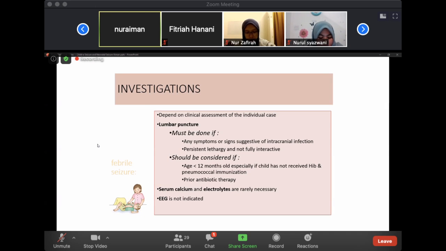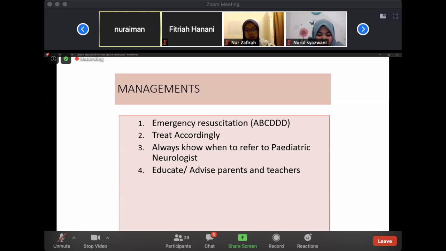Also, don't forget biochemical tests like calcium and electrolytes, but they are rarely necessary in cases of febrile seizure, and EEG is not indicated in this case. Okay. So that's all for investigation.